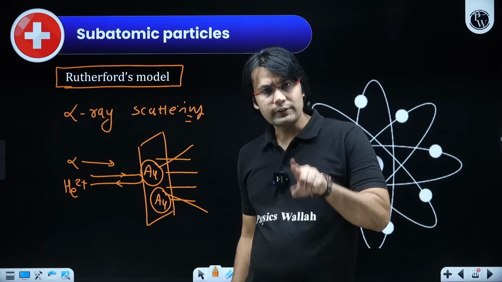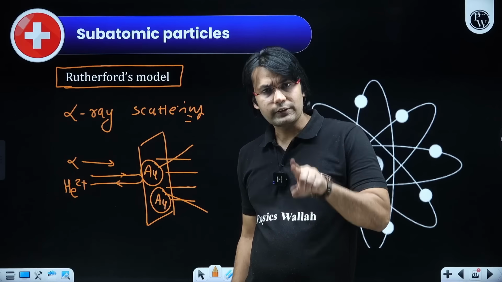Rutherford even compared the atom with the solar system. He tried to explain at that time by comparing the atom with the solar system. He said that just like the sun is at the center and all the planets are moving around the sun, in the same way, in an atom, at the center we have the nucleus, and all the electrons are revolving around the nucleus. That was the point of Rutherford.